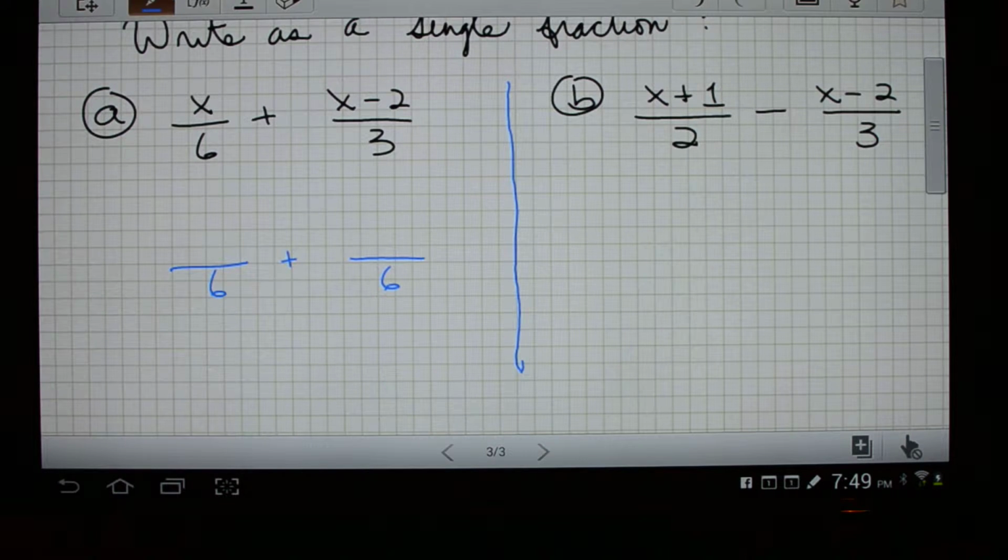Now, just like we had another example like this, this is already a 6, so we don't have to do anything with that. We can just keep that. So what we're going to do is just write that x. We're good to go. Now, with this fraction, we have to make this 3 a 6.